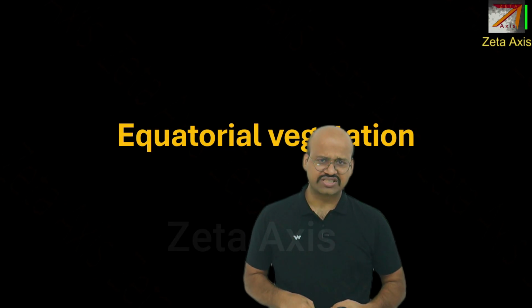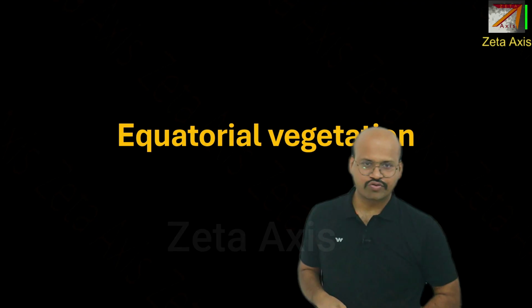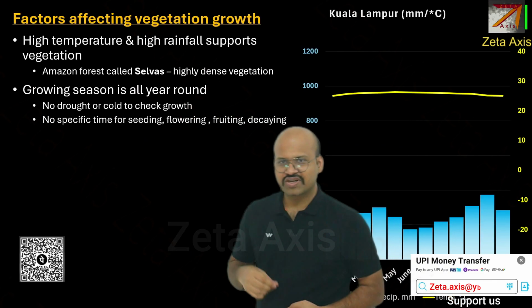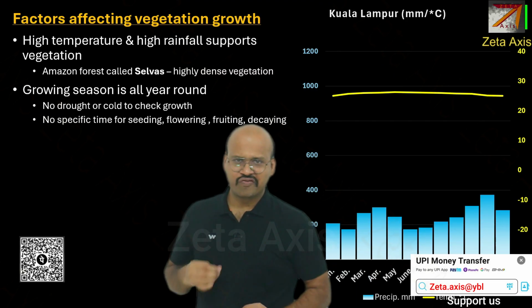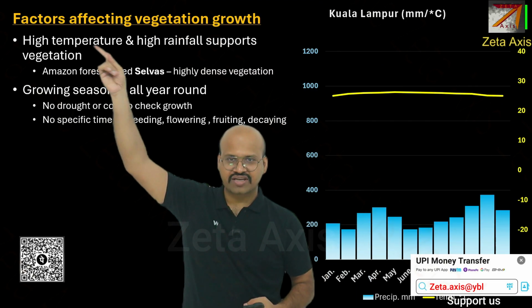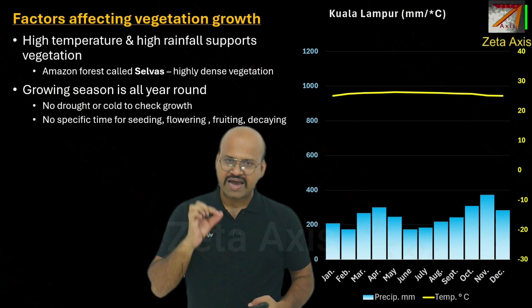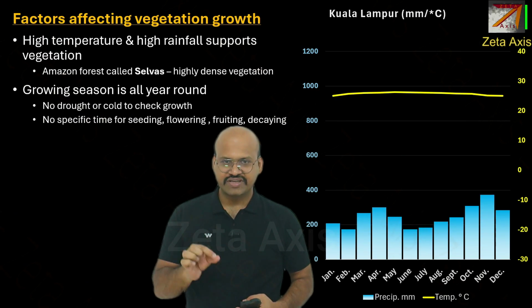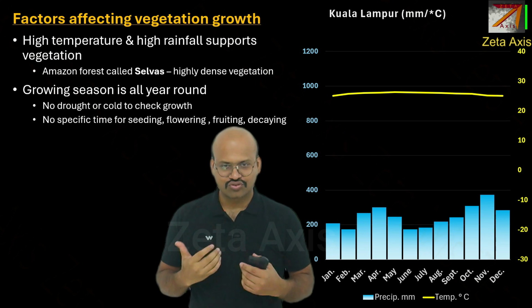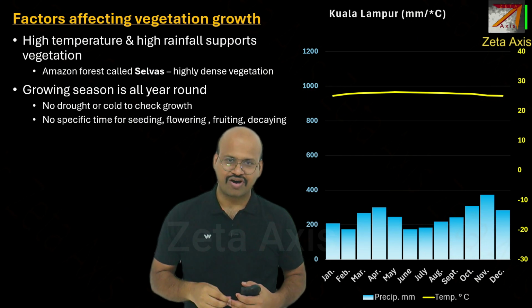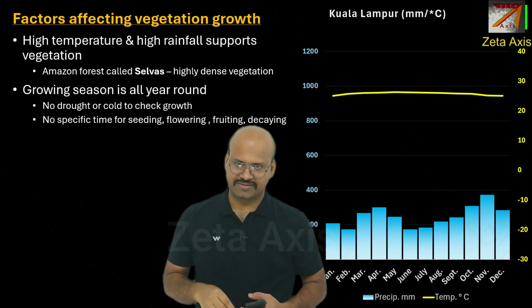Now, let's try to understand the equatorial vegetation, that is, what kind of vegetation occurs in this region. First, let's see what the factors affecting vegetation growth are. High temperature and high rainfall support vegetation. We know that high temperature provides better conditions for vegetation to grow, and there is also high rainfall. So both of these conditions are good for the growth of vegetation.